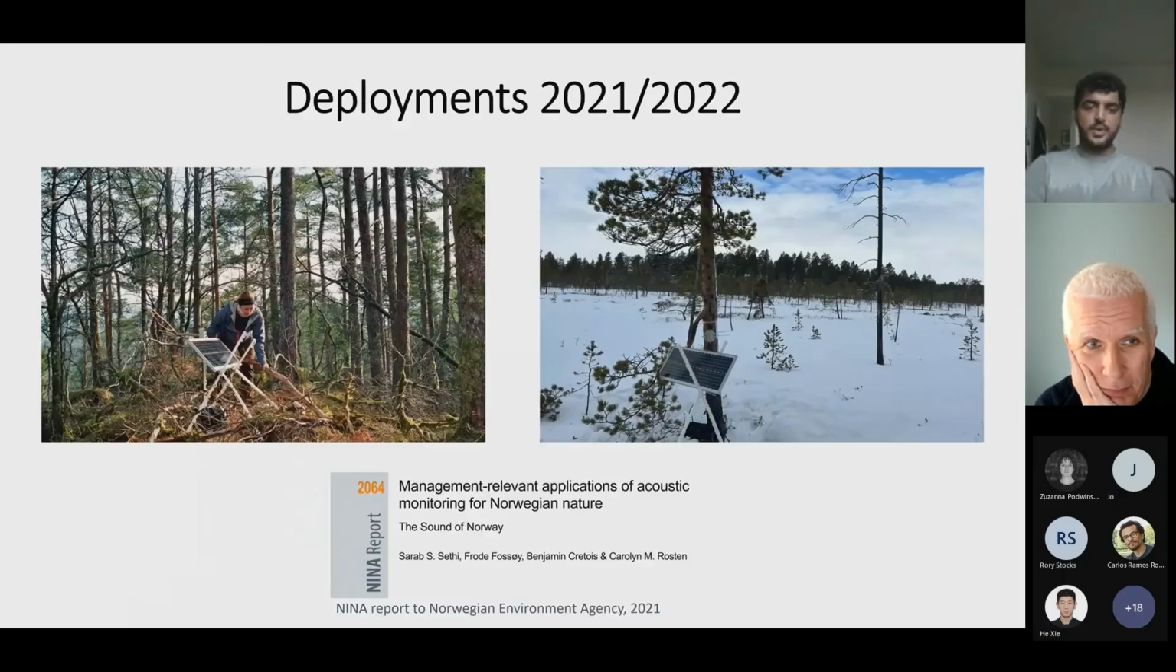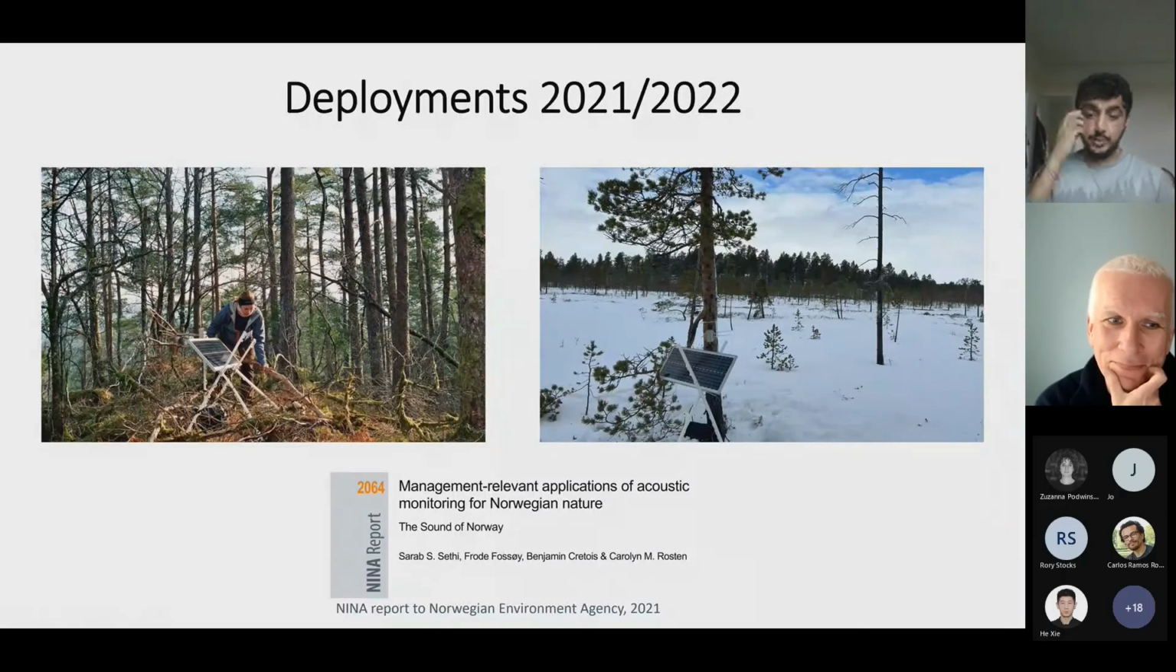So over 2021 and 2022, we deployed 40 odd units in 2021 and a similar number in 2022. Devices were put out everywhere, from forests in mid-Norway to the far north. We were focusing on forest areas last year, although we had some semi-natural grasslands this year we're sticking to forests. But this is well inside the Arctic Circle, and this picture was actually taken on the 1st of May, so it gives you some idea of how far north these places are.